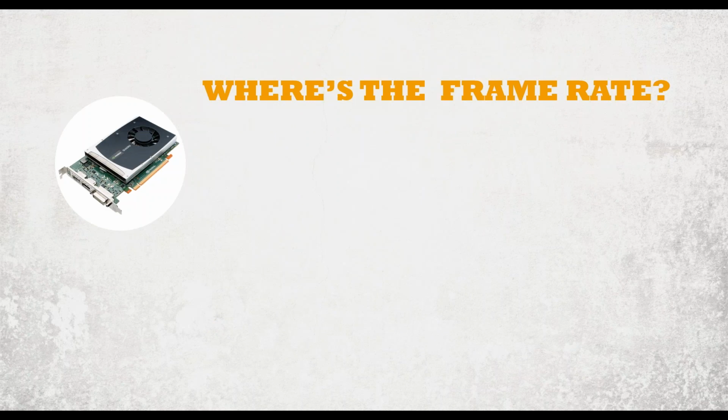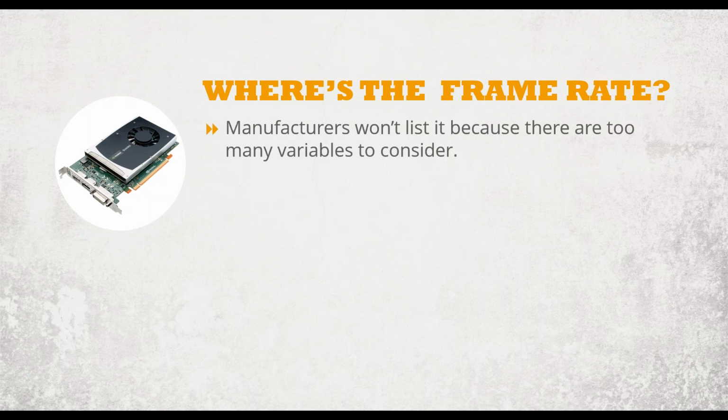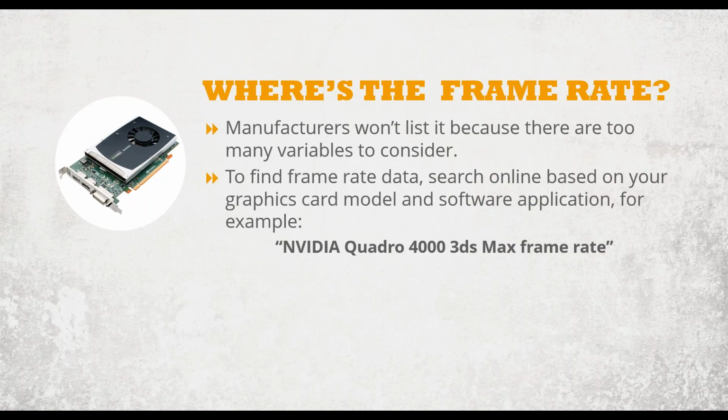So why is it when I look at the specifications for a GPU that they don't tell me the frame rate? Well, because there's so many variables to consider in terms of what workstation are you going to have, what CPU do you have, what applications are you running, how many things are running at one time, what resolution monitor are you using, how many monitors. There's a lot of variables. So they're really not going to list it.